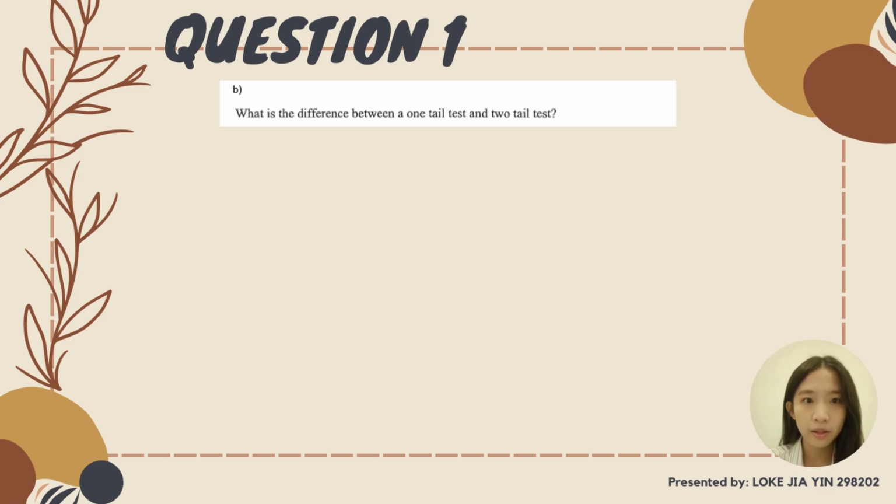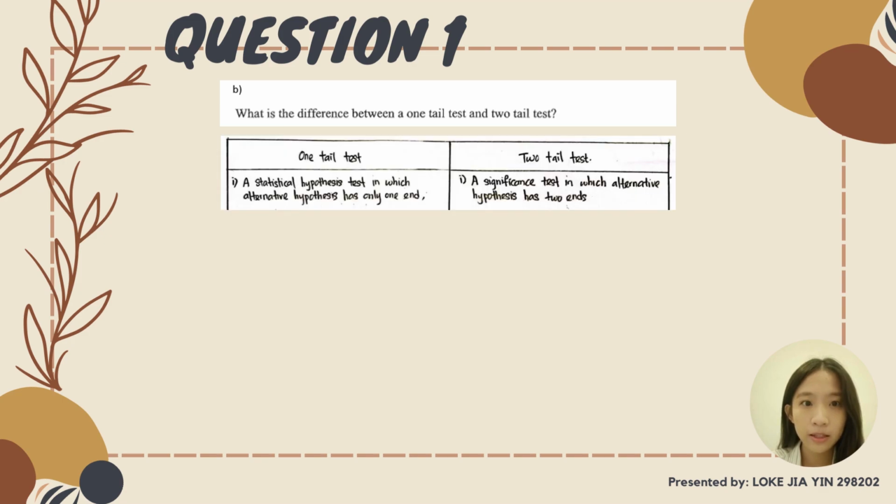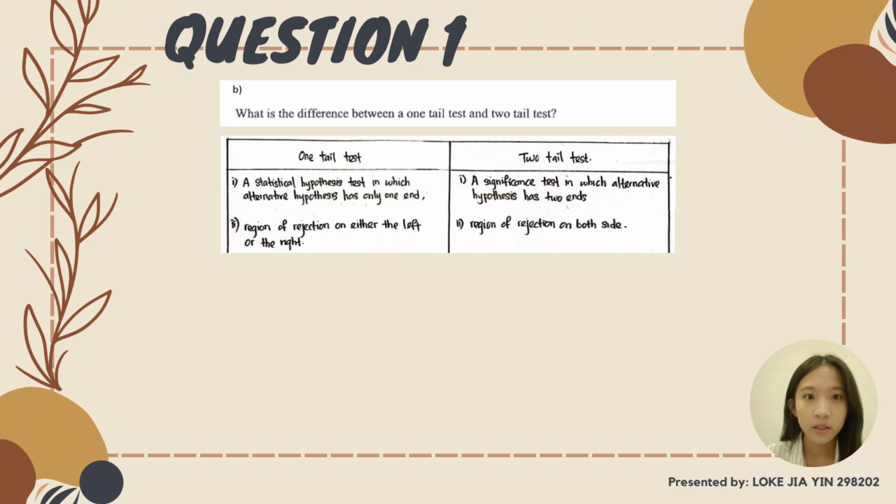Question 1b. What is the difference between a one-tail test and a two-tail test? A one-tail test is a statistical hypothesis test in which the alternative hypothesis has only one end. However, a two-tail test is a significance test in which the alternative hypothesis has two ends. Next, the region of rejection in a one-tail test is either on the right or on the left. But the rejection area in a two-tail test is on both sides.